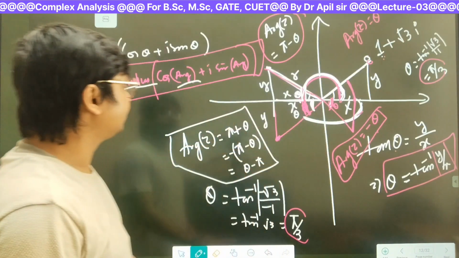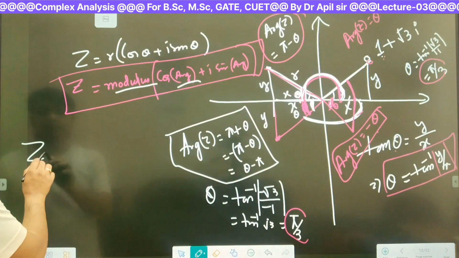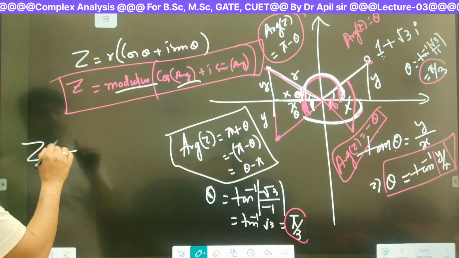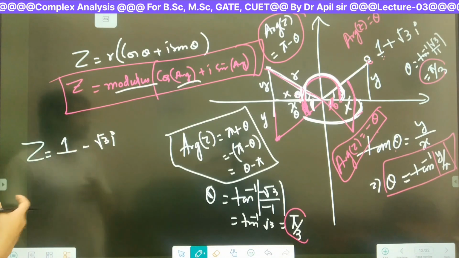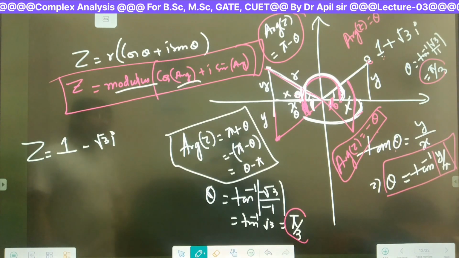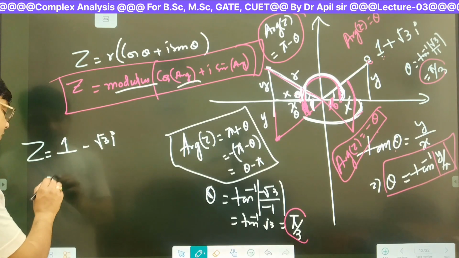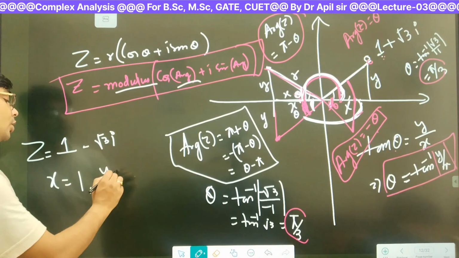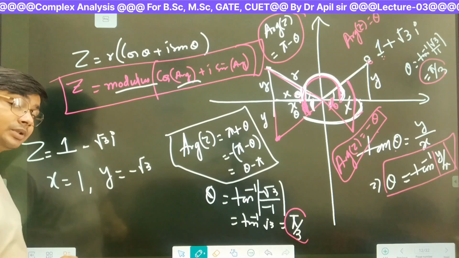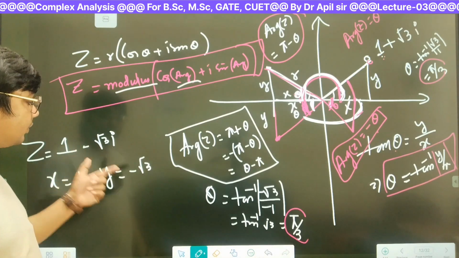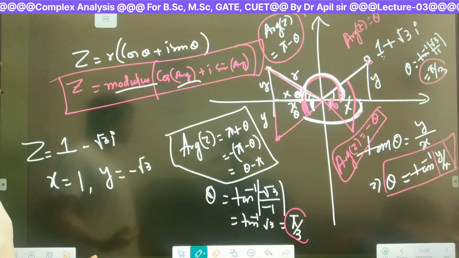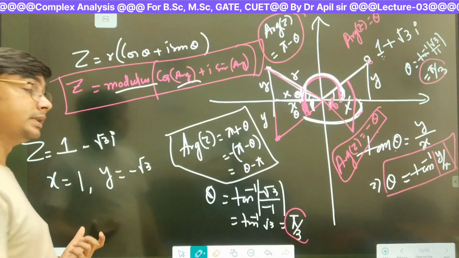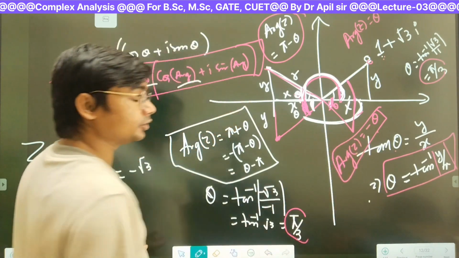Now you see, suppose we have some complex number, suppose z equal to 1 minus root 3i. Suppose this is the complex number and we want to find the modulus and argument of this complex number. So what is x here? x is 1, y is minus root 3. Here you see, x is positive, y is negative. So in which quadrant will this complex number lie? This will lie in the fourth quadrant, right?